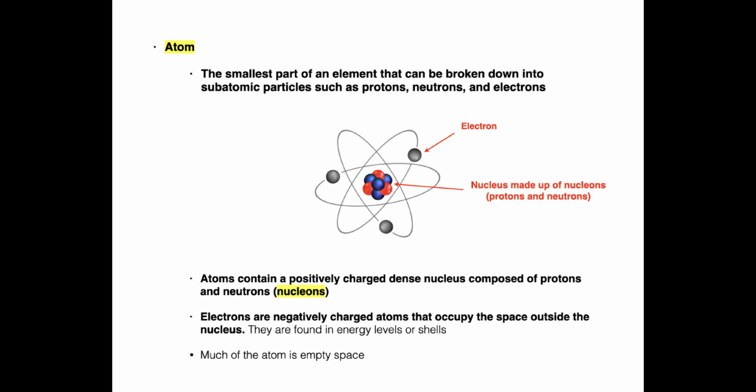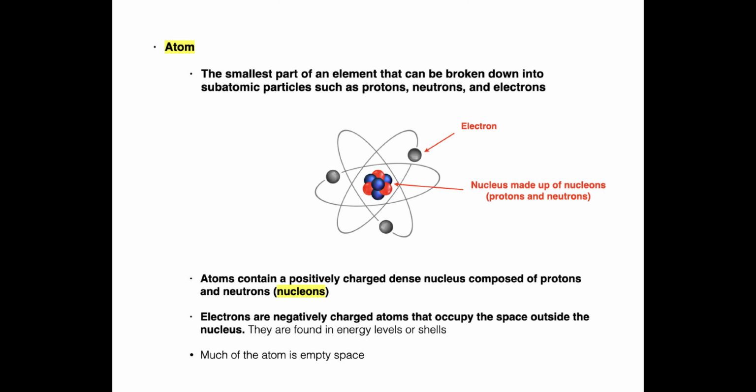As I mentioned in my previous videos, the vocabularies highlighted in yellow are frequently tested by IB. IB might ask for the definitions of these terms. Keep this in mind. The atom is the smallest part of an element that can be broken down into subatomic particles such as protons, neutrons, and electrons.